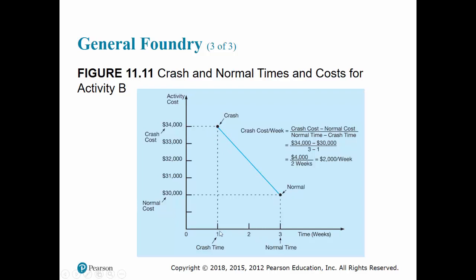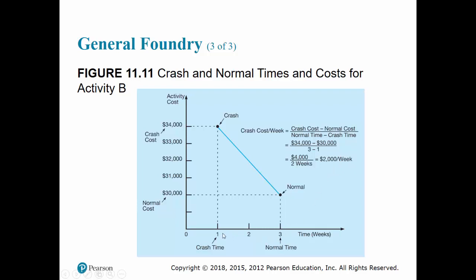Which means you can crash from 3 weeks down to 2 weeks, in which case the cost will be exactly at the midpoint. Or you can crash it down a quarter of the way, then the cost will be a quarter of the way. Here, 34,000 minus 30,000 divided by 3 minus 1 is $2,000 a week. So if you crash by half a week, it's going to cost you $1,000. If you crash by 1/10 of a week, it's going to cost you $200, and so on.